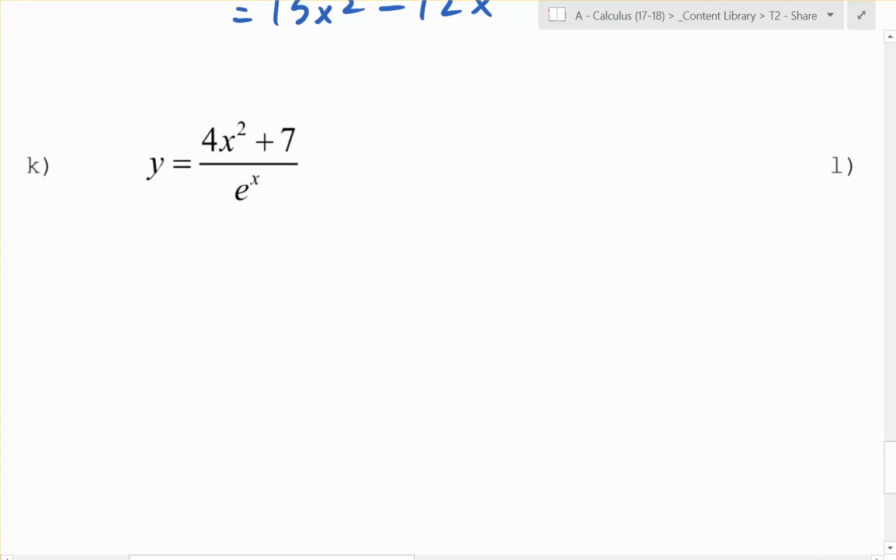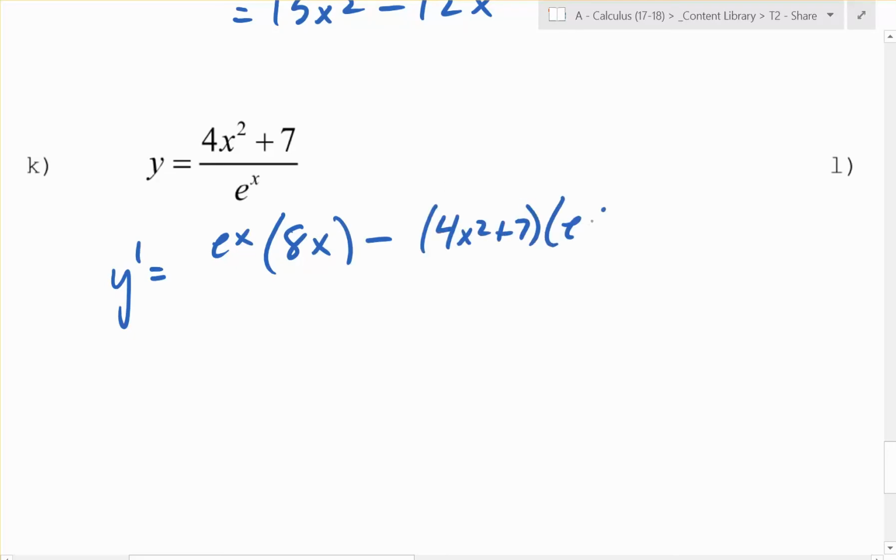Here we have to use the quotient rule. Remember, it's low d high, so low d high. So that's going to be, low d high is 8x, minus high d low, derivative of e to the x is e to the x, all over e to the x squared. And I want you to stop there for now. It's great. Low d high minus high d low.